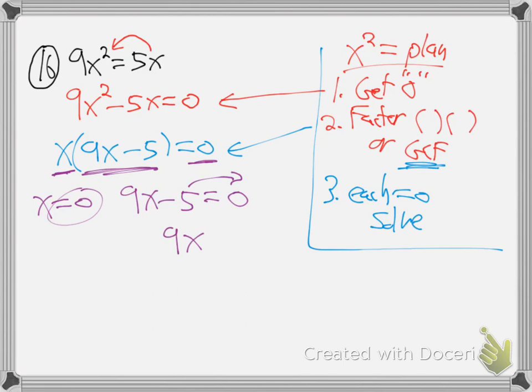Move the 5 over. It becomes positive 5 divided by 9. There are the two answers: 0 and 5/9. Either order, separated by a comma. They're both the answers that make that equation true.